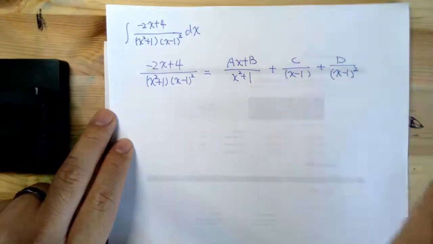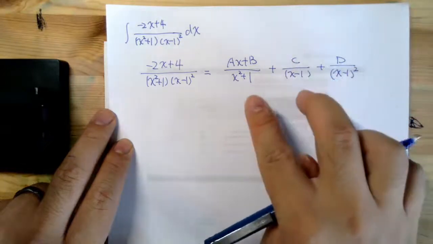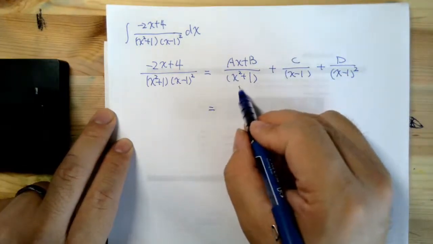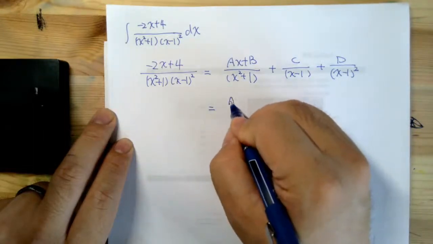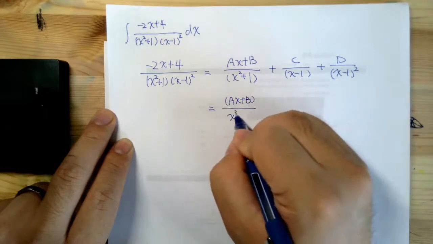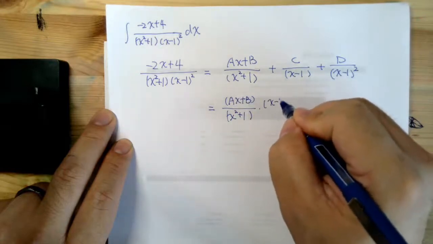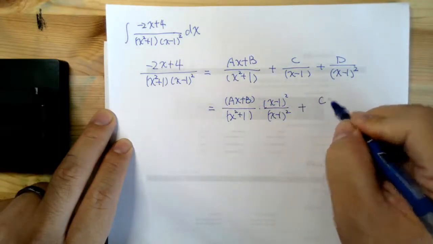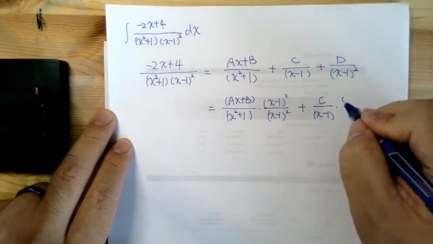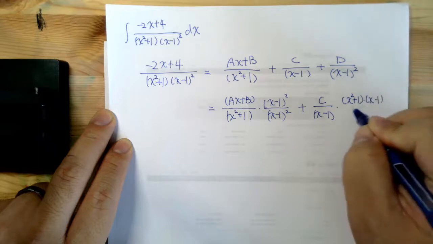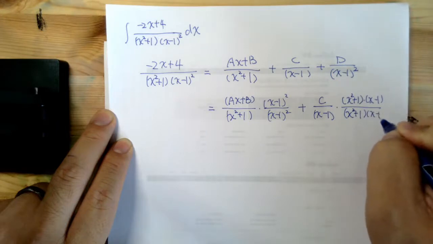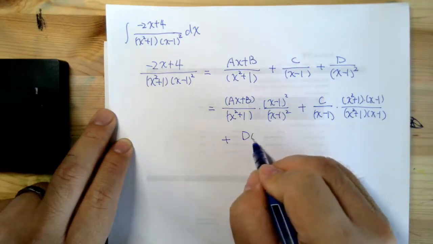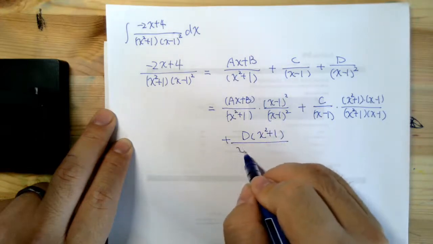So the idea is we're trying to let them all have the same denominator. Let me show you. If you want to have the same denominator as the left-hand side, for the first part you need to multiply x minus 1 squared over x minus 1 squared. So the denominator is equal to this. Same logic, if you have c over x minus 1, you need to multiply x squared plus 1 times x minus 1 over x squared plus 1 times x minus 1, such that the denominator can match the left-hand side.